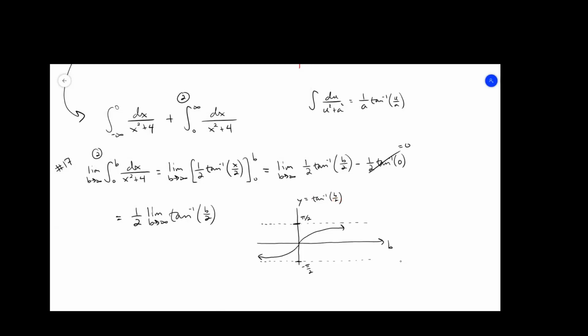Okay, so that means this limit must be what? As we go to infinity, it's approaching that horizontal asymptote, right? Approaching this horizontal asymptote as we get bigger and bigger. And so the limit must be pi over 2. We're going to get 1/2 times pi over 2, which is pi over 4.